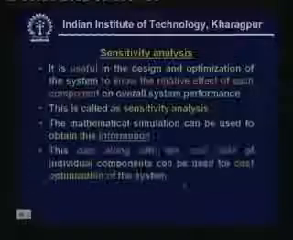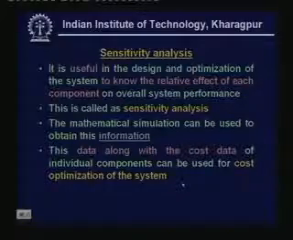Of course, the sensitivity analysis of an actual system can be quite complicated, because an actual system consists of several other components and several other factors have to be considered. But this example just shows the basic concept and basic use of this kind of analysis. This data along with the cost data of individual components can be used for cost optimization of the system. So, this is very, very useful.